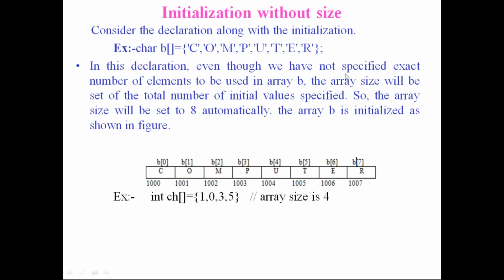Right. In this declaration, even though we have not specified the exact number of elements to be used in the array b, my array name is b. Then it is created starting from the 0th location up to size minus 1, occupying each and every value inside it. Okay. So this is how we create these kinds of values by initializing the array.